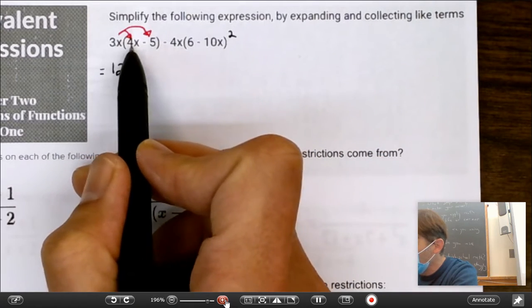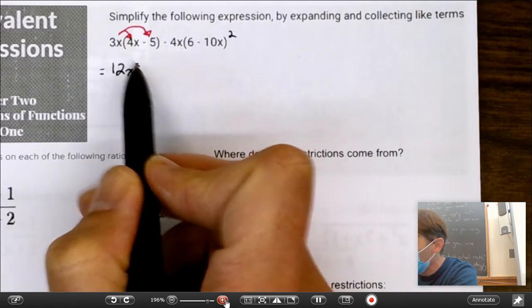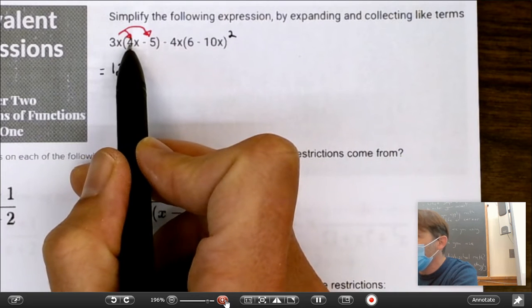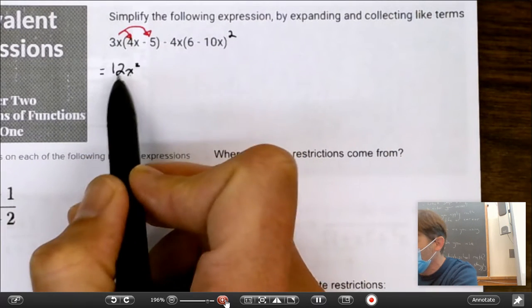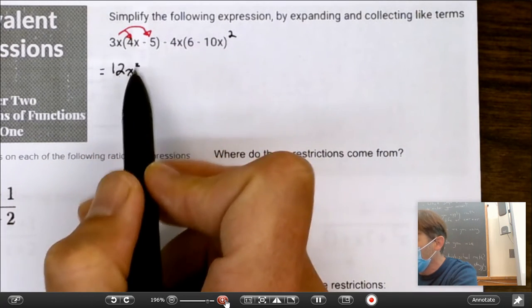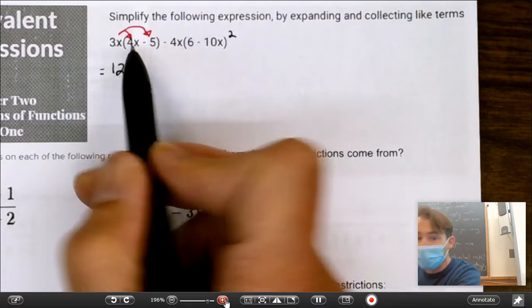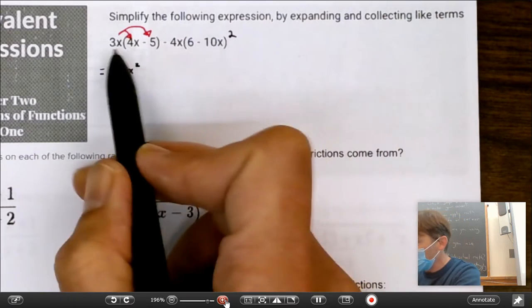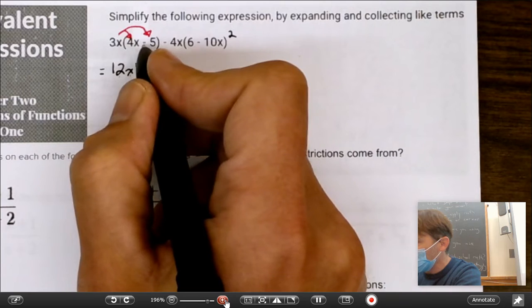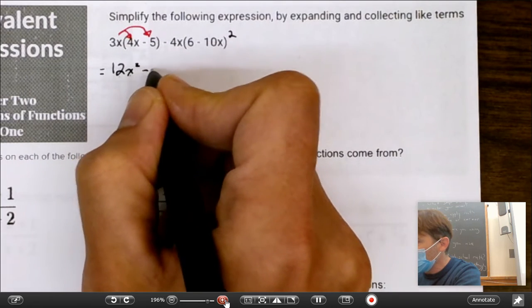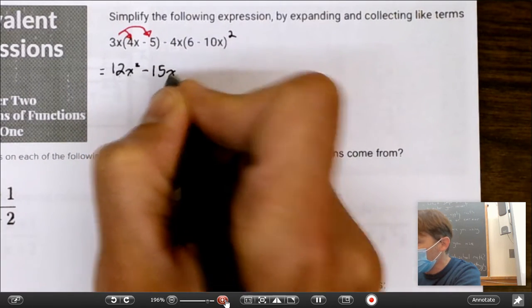So here, 3x times 4x gives me 12x squared. I multiply coefficient times coefficient. 3 times 4 is 12. And then I multiply variable times variable. So x times x gives me x squared. And then 3x times negative 5 will give me minus 15x.